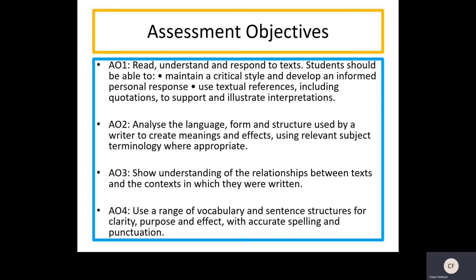Assessment Objective 3 is where you show understanding between the text and the context in which they were written. So you should be able to write about the time when the texts were written and the times when they were set, to basically have a look at where the author was coming from, what was going on in history at that time. So what views, what values, what messages were they trying to convey?